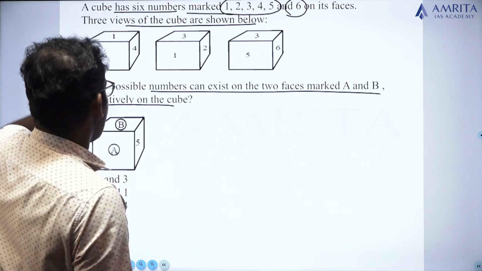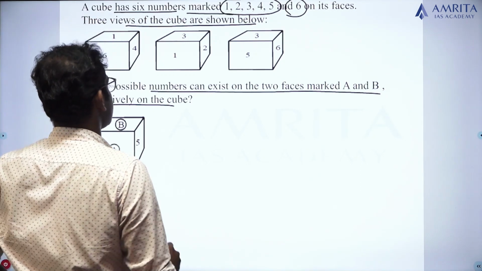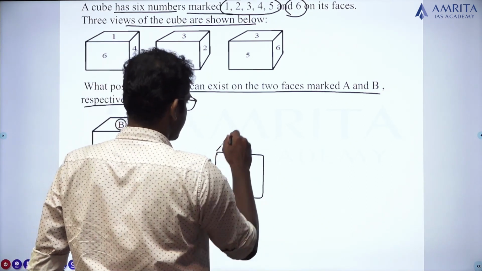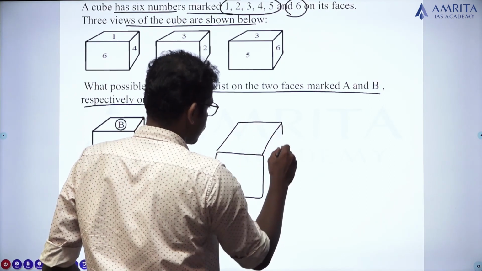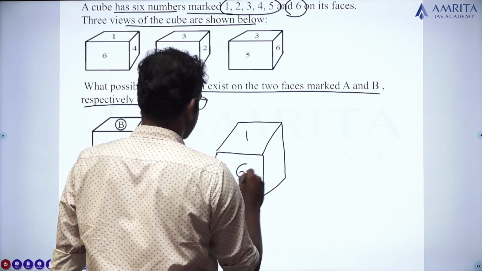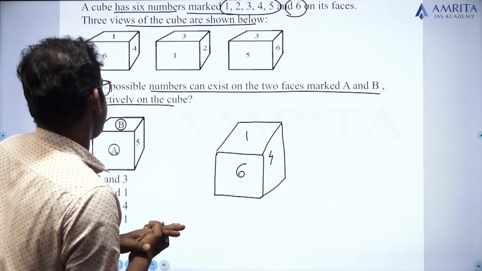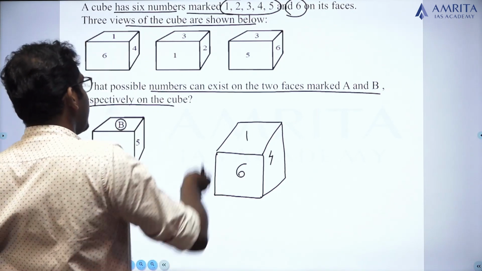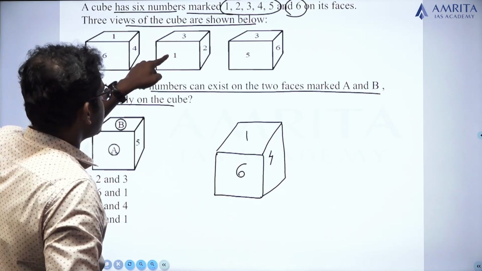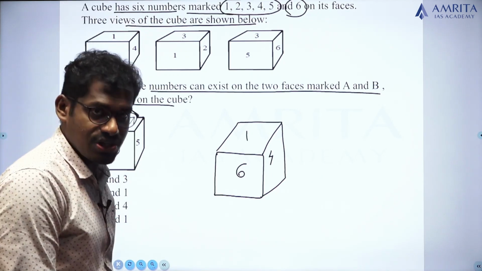As in the previous question, I am taking this first cube as my reference. So here comes 1, here comes 6, here comes 4. Now compare these 2 figures. In the first figure, 1 is at the top. In the second figure, 1 is at the front. How can this face change from the top to the front position?